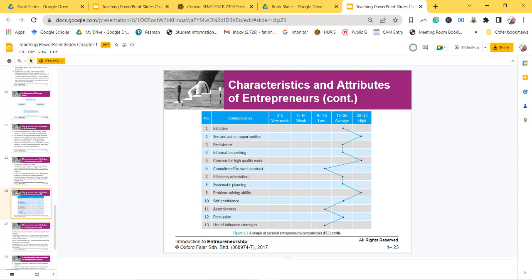Persistent, information seeking, concern for high quality work, commitment to work contract. Basically, this is quite low. Efficiency orientation, systematic planning, problem solving ability must be very high. Self-confidence, assertive persuasion, and also use of influence strategy.